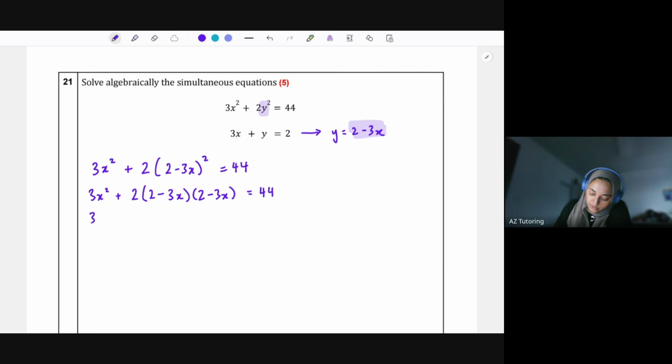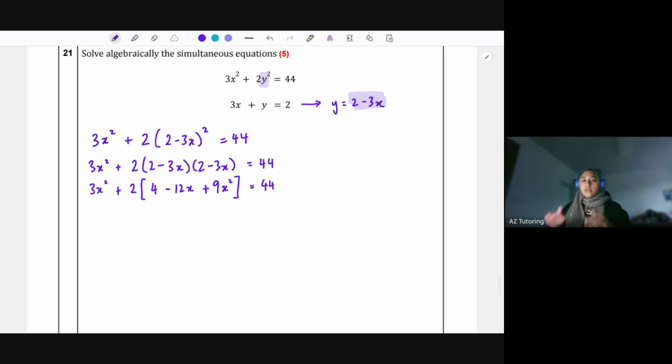Let's expand this bracket. So we've got 3x squared plus 2, just going to put square brackets here. 2 times 2 is 4. 2 times minus 3x is minus 6x. And then we've got minus 3x times 2 again, which is minus 6x again. So the minus 6x is minus 12x. And we've got minus 3x times minus 3x. Minus times a minus gives you plus. 3 times 3 is 9. x times x is x squared, equals 44. If you don't like using the square brackets, you can just use your curly ones. It doesn't really make a difference.